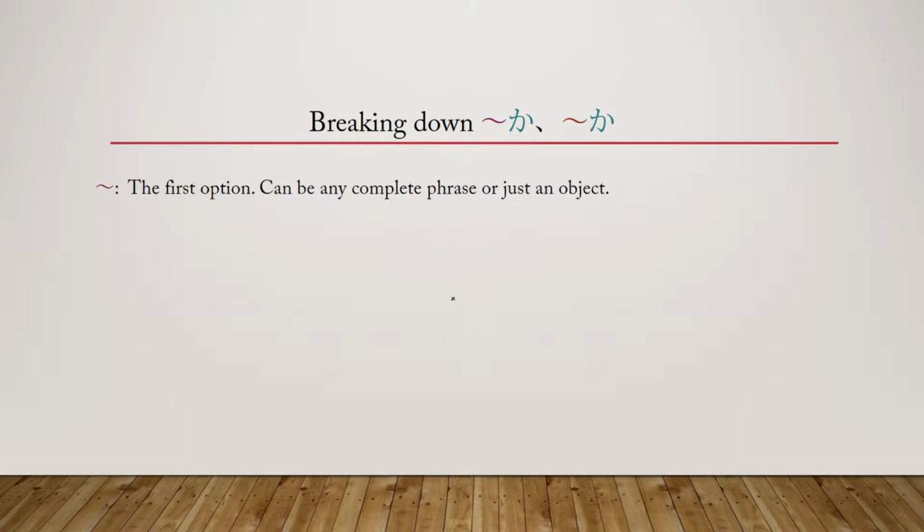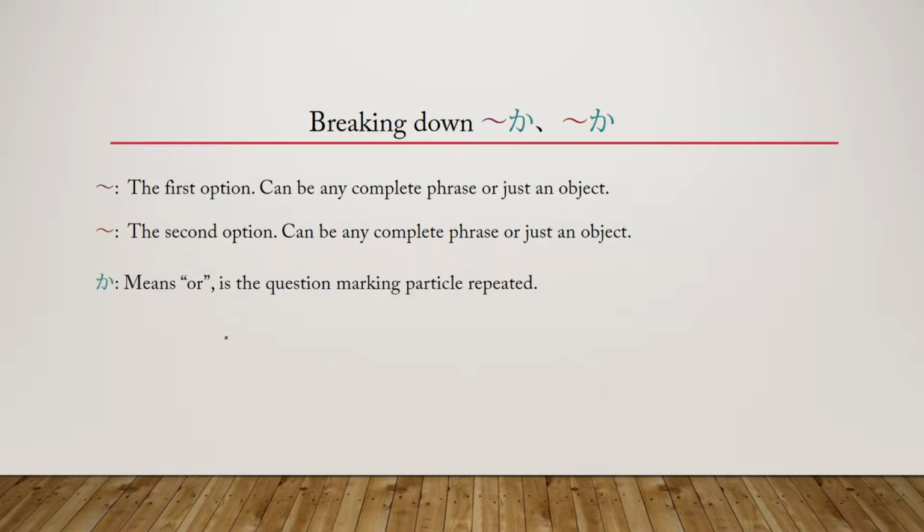Of course, we have our first nani, our first something. This is the first option. It can be any complete phrase or it can just be an object. The red nani, this is the second option. This can be any complete phrase or it can be just an object as well. And then we have our ka. This means or. It is the question marking particle repeated. You'll really understand this when we go through the examples.